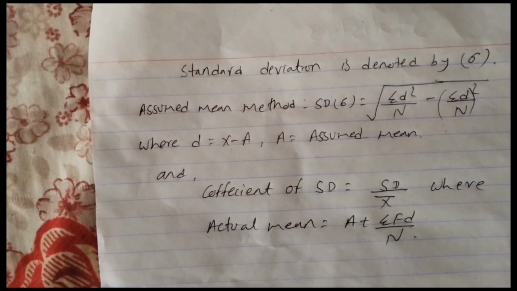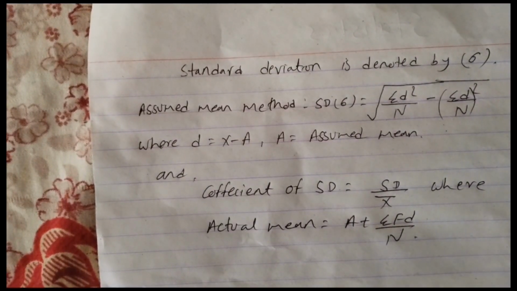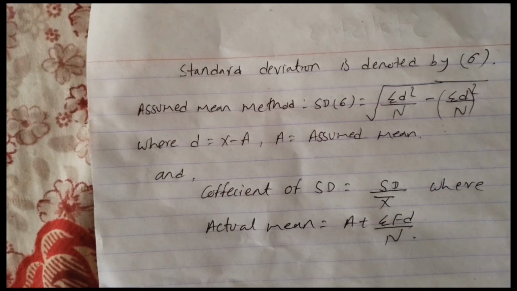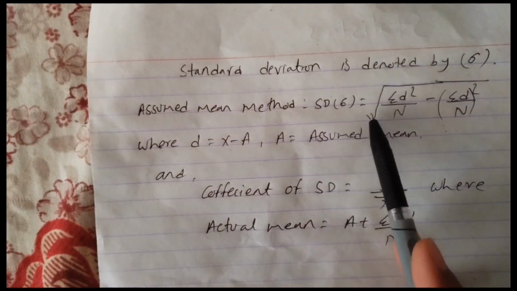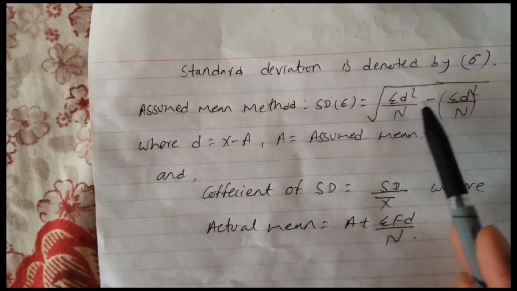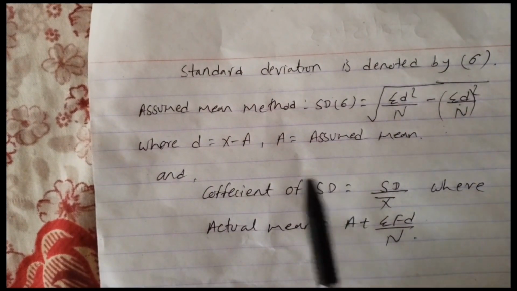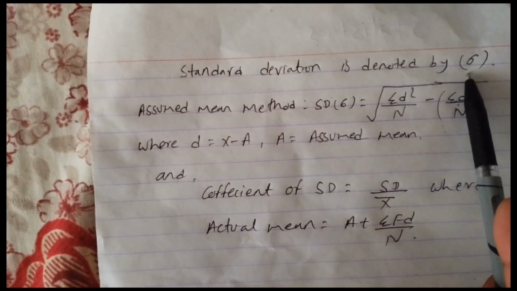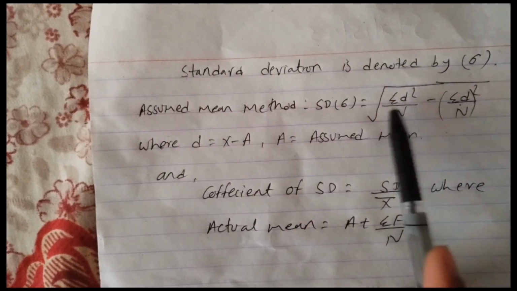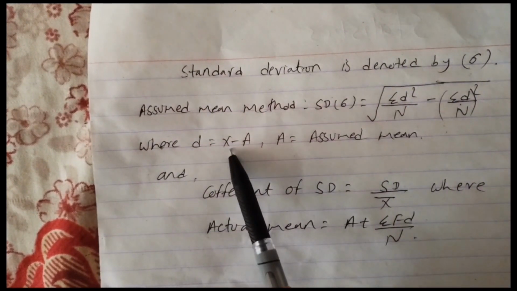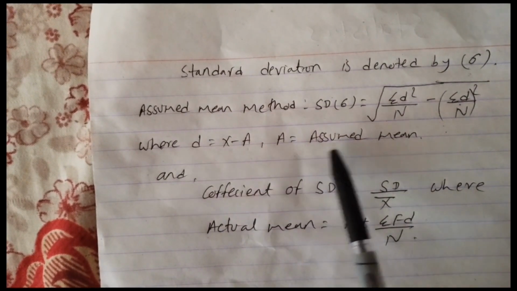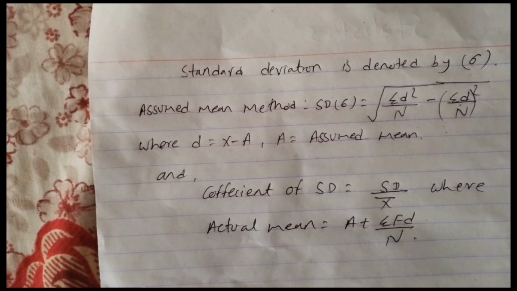The formula to calculate standard deviation by the assumed mean method is SD equals the square root of summation d square upon n minus the whole square of summation d upon n, and standard deviation is denoted by this symbol. In this formula, d equals x minus a, and a equals the assumed mean.